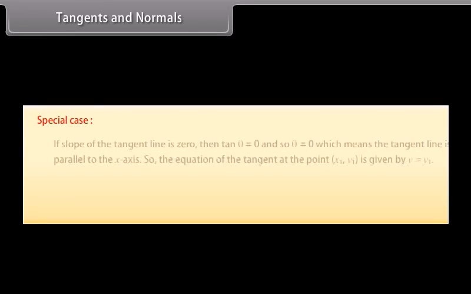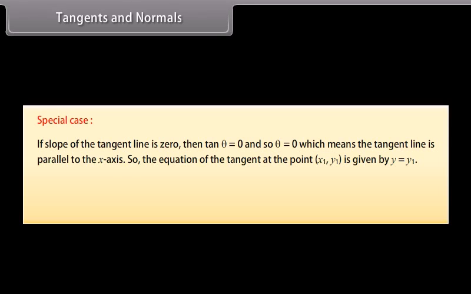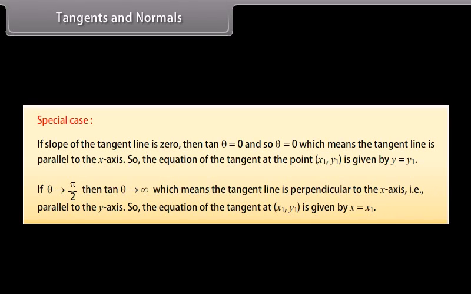Special case. If the slope of the tangent line is 0, then tan theta is equal to 0, and so theta equals 0, which means the tangent line is parallel to the x-axis. So, the equation of the tangent at the point x1, y1 is given by y is equal to y1. If theta approaches pi by 2, then tan theta approaches infinity, which means the tangent line is perpendicular to the x-axis, that is, parallel to the y-axis. So, the equation of the tangent at x1, y1 is given by x is equal to x1.